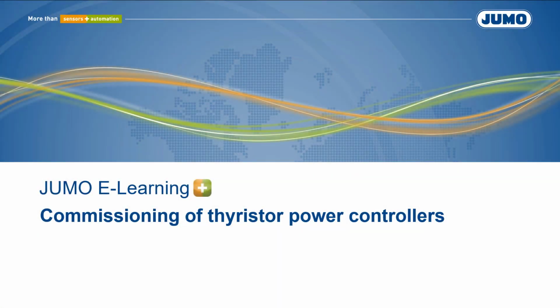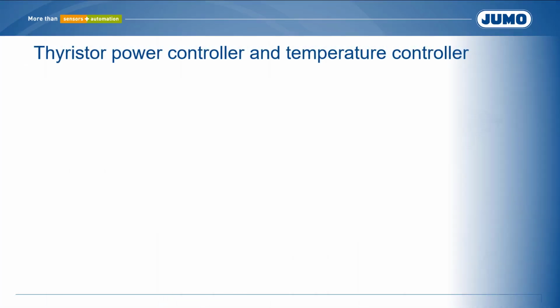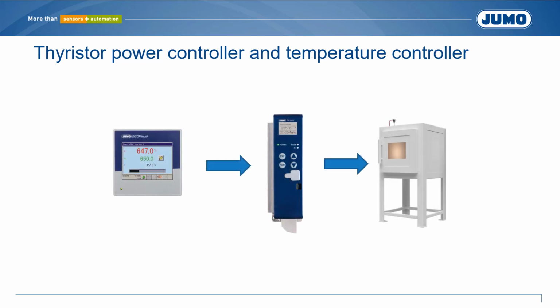This e-learning provides important basics for commissioning of Thyristor power controllers. Thyristor power controllers are generally used for heating with electrical energy. The actuators control the electrical power for heating elements in proportion to the output required by a temperature controller.